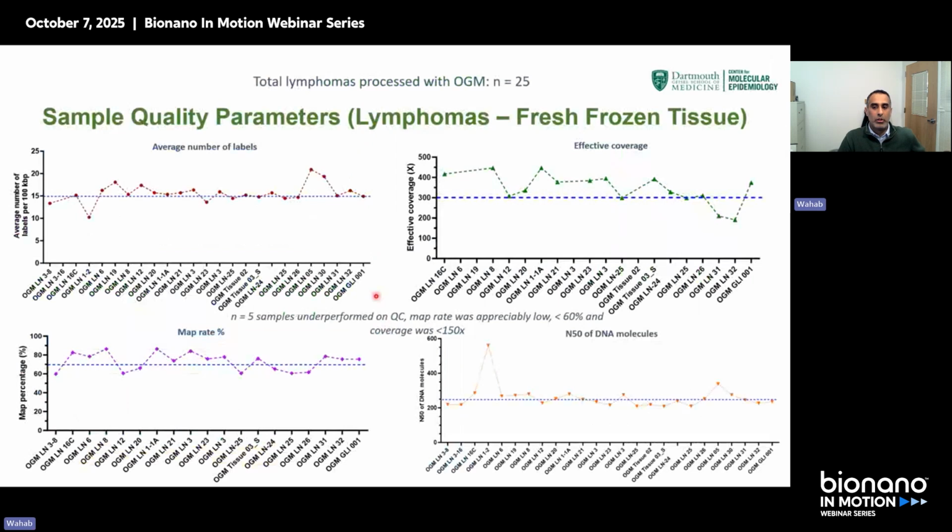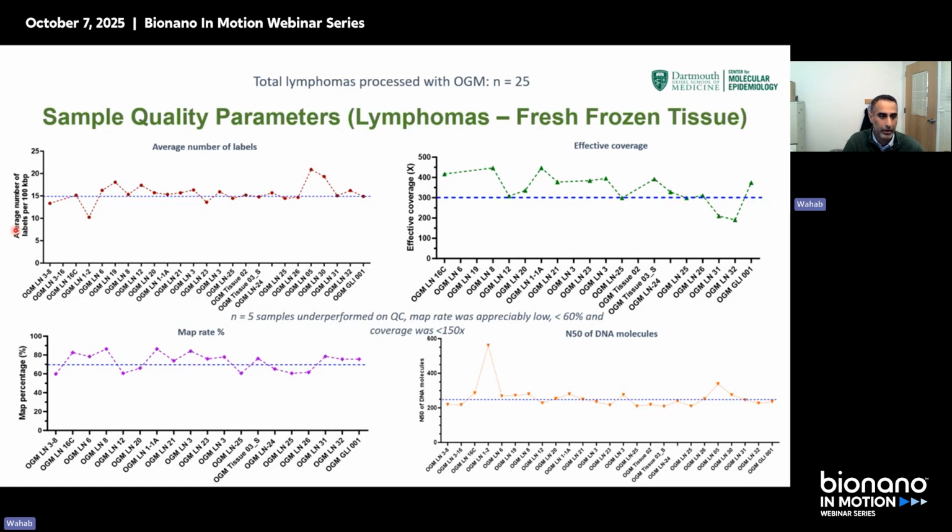These are our initial quality parameters for the 25 lymphomas we've run in this research cohort, showing the label density, the coverage, the map percentage, as well as the molecule length on the y-axis here and the samples on the x. We did lose 5 samples to low coverage and map rate, but for the samples that went into this cohort, we were able to demonstrate fairly good, 300x to about 400x coverage.